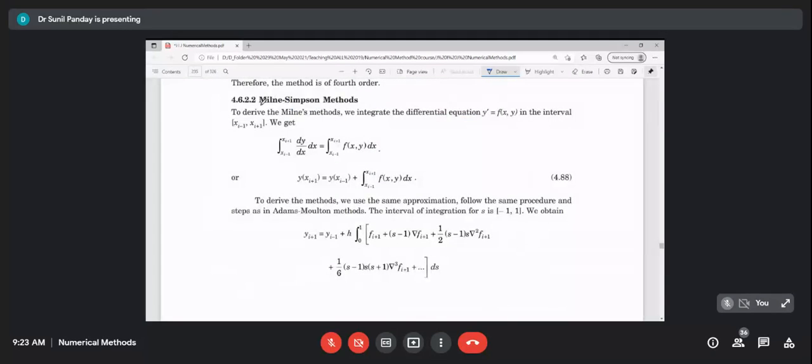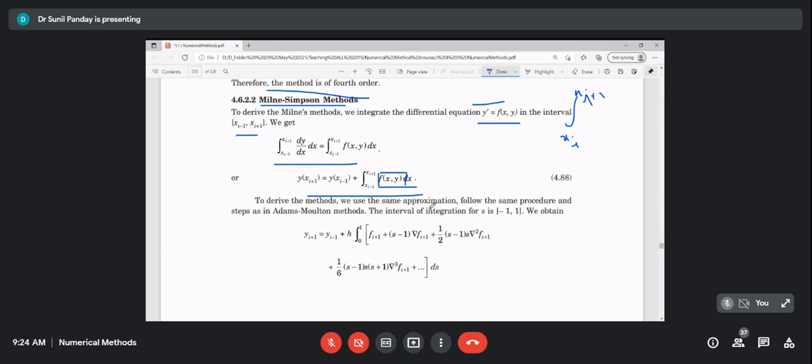Then we have another kind of predictor-corrector method, the Milne-Simpson method. In the Milne-Simpson method, earlier, if you remember, we integrated this differential equation within the domain xi to xi plus 1, but here we will integrate within the domain xi minus 1 to xi plus 1. So if we integrate, we will have this one. Again here we have to write the approximate polynomial equivalent to this f of x, y.